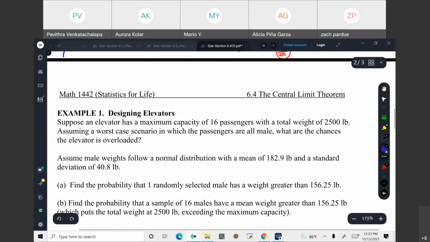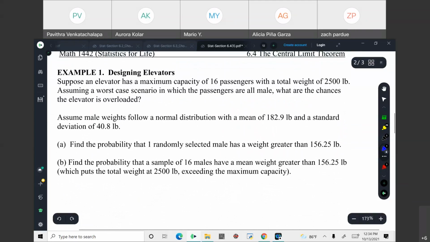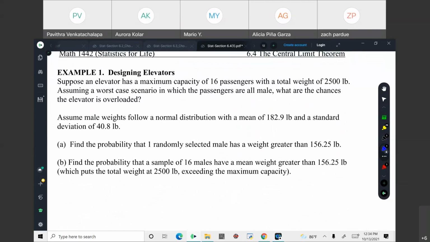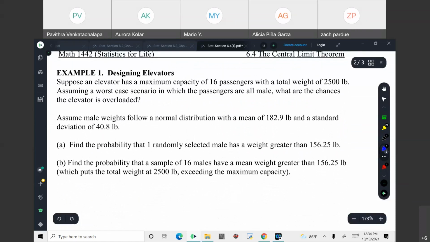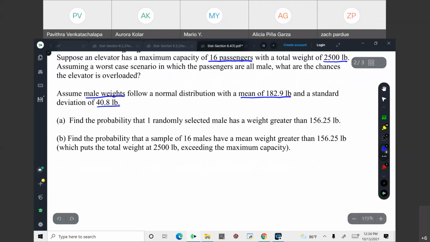Let me do one example here. Okay. So they are saying that an elevator has a maximum capacity of 16 passengers and the total weight of that is 2500 lb. Now they are telling us to assume that all the passengers are males and the mean of this example is 182, whereas the standard deviation is 40.8 lb. Now we need to compute two things here.